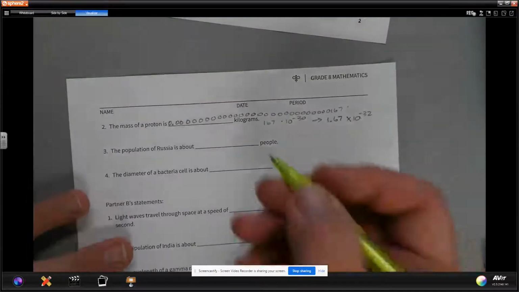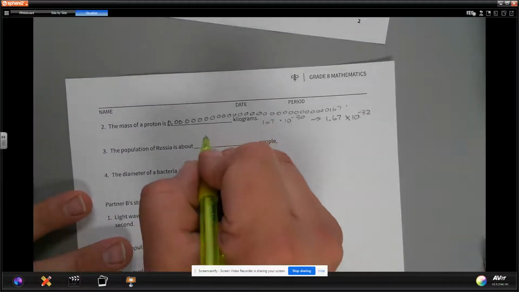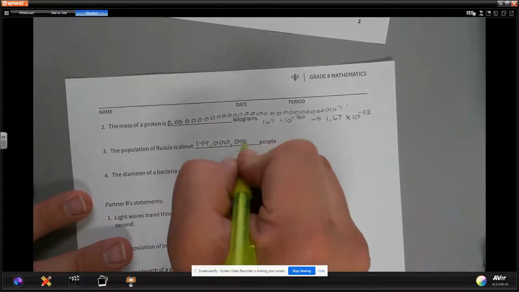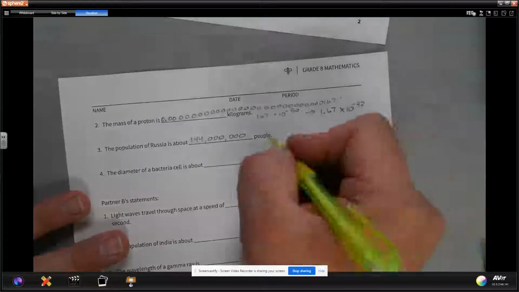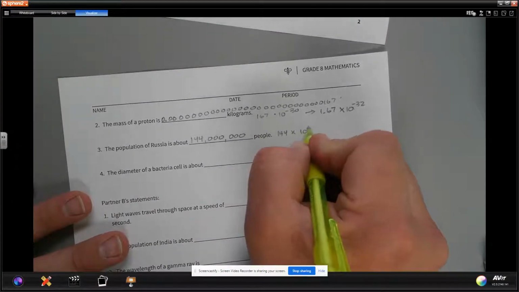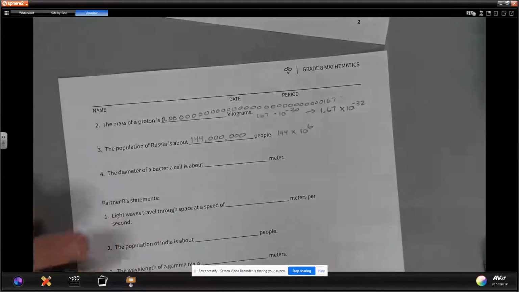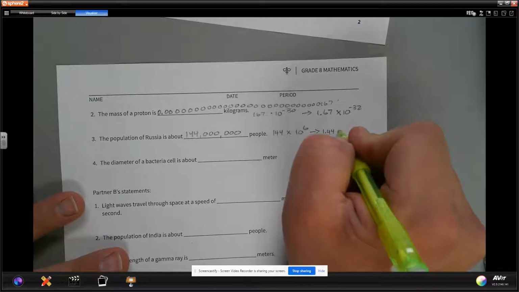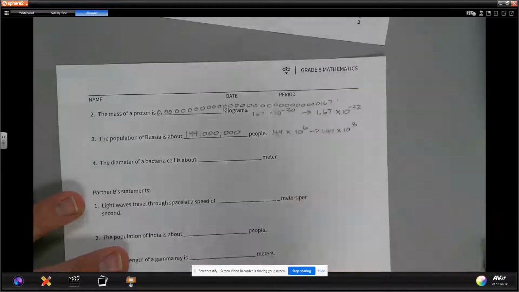Let's go to a number that's a little more reasonable for us. The population of Russia is about 144 million people. Okay. That 144 million, we could say that's 144 times 10 to the 6th power. In scientific notation, that would be written as 1.44 times 10 to the 8th power.